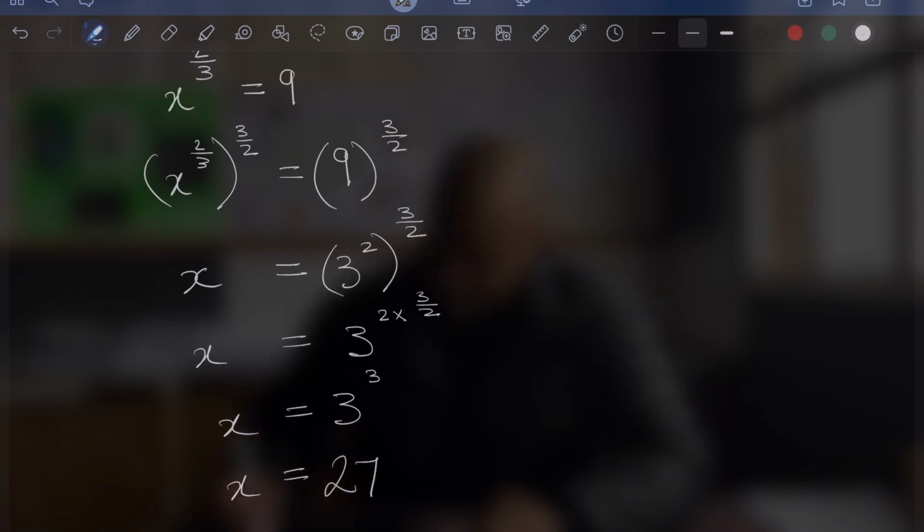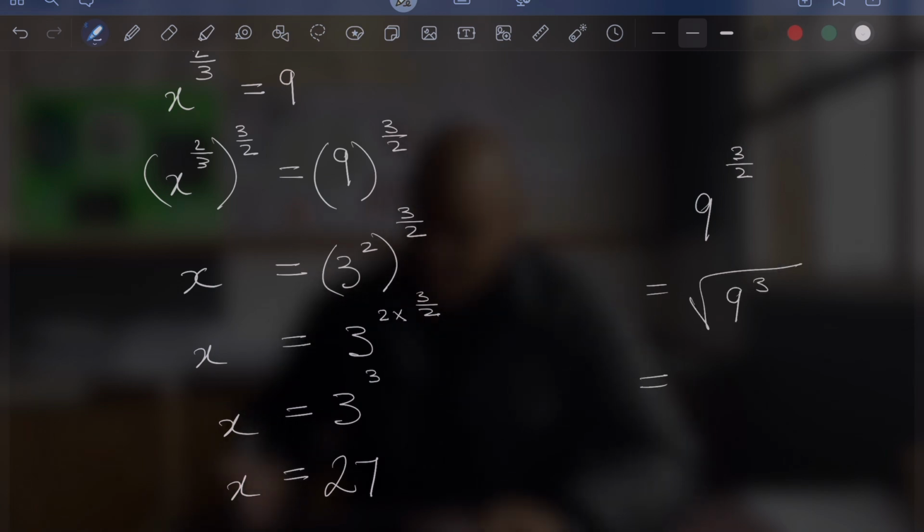So in other words, those of you who did this, 9 to the power 3 over 2, which is equal to the square root of 9 to the power 3. 9 to the power 3 is some big number, which if I take the square root of that number, I will get to 27 as well.